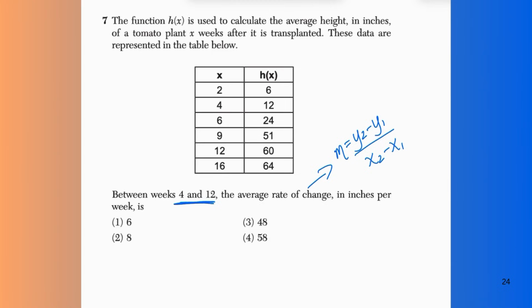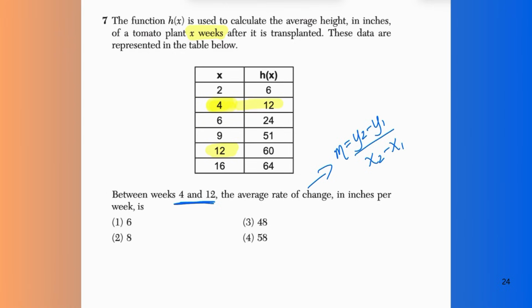The reason that this problem is asking us to find an average rate of change is because the rate of change for this table is not constant. This is not linear. The rate of change is not the same. So that's why they have to tell us which ordered pairs we're going to use to find the rate of change. So they just want to know what's happening between weeks 4 and 12. Remember, x is the weeks. So week 4 and week 12. So that means that we're using the corresponding height of the plant after those weeks.